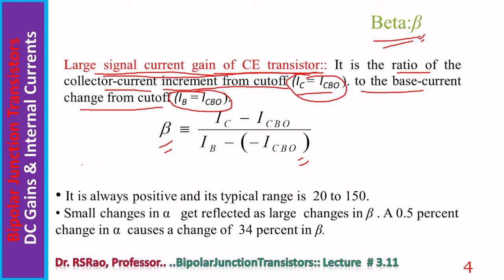Some important points regarding beta. It is always positive and its typical range is 20 to 150. Small changes in alpha get reflected as large changes in beta. A 0.5% change in alpha causes a change of 34% in beta. As already mentioned, alpha and beta are related to each other. They are not independent of each other. An important point pertaining to their relation is given here: a small change in alpha appears as a big change in beta.